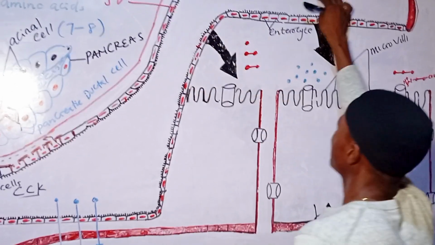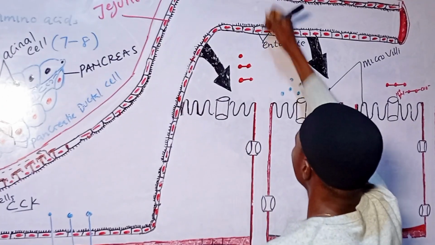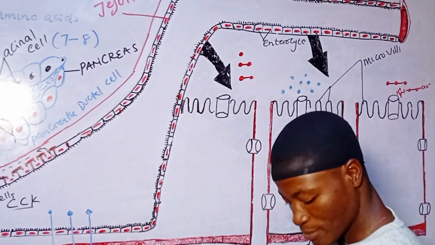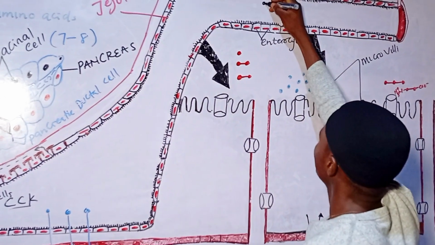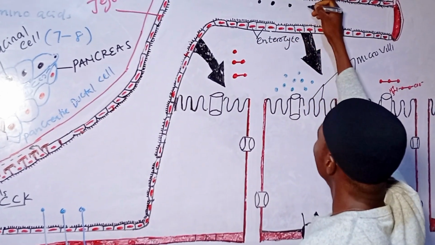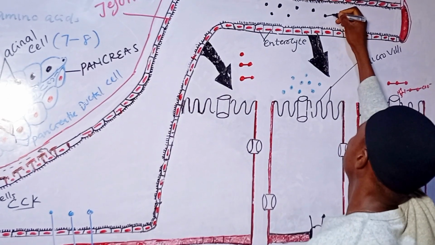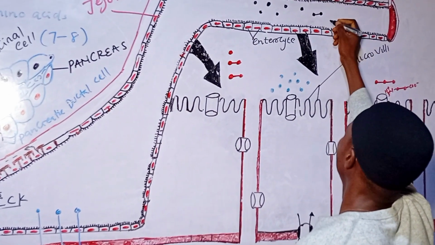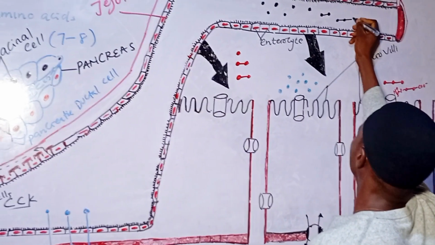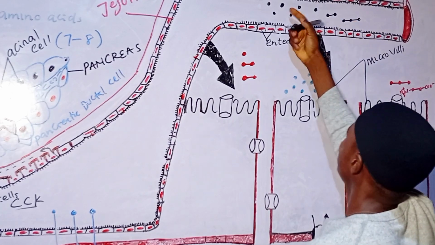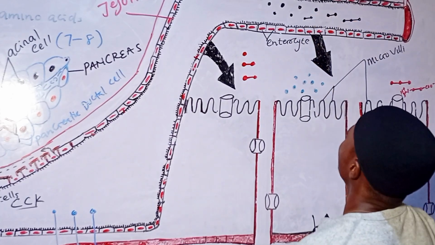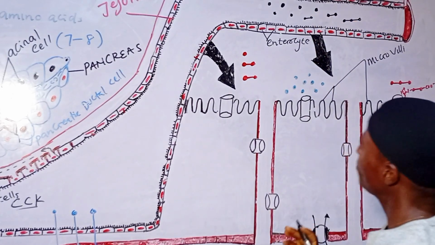This is the lumen of the intestine, right? So we're going to have all the amino acids here. We are still going to have a little bit of dipeptide. We are going to have what? Tripeptide as well, right? Tripeptide, dipeptide, amino acid. We are going to have them here, right?